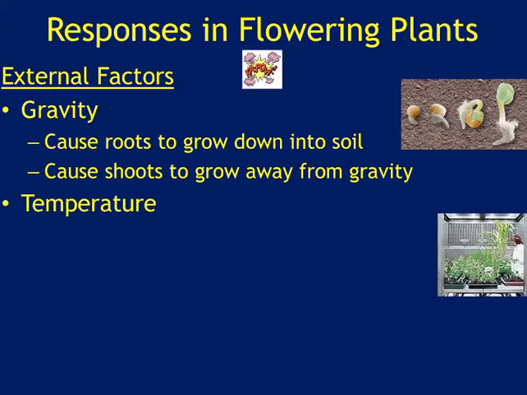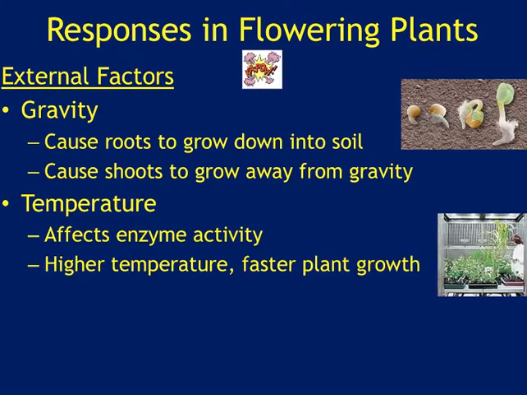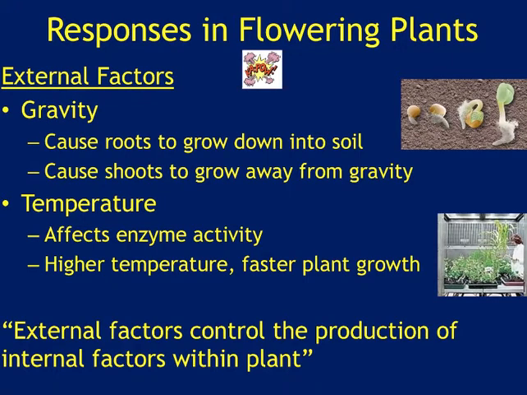And we have done temperature, we've done it in enzymes now, so you should know every time the SEC are mentioning temperature, it's to do with enzyme activity. So with higher temperatures, you're going to get faster plant growth as long as it's below the optimum. The external factors control the production of internal factors within your plant. So gravity, temperature, light, they will all dictate what your plant will do. There are other external factors and we'll talk about them in a little while.